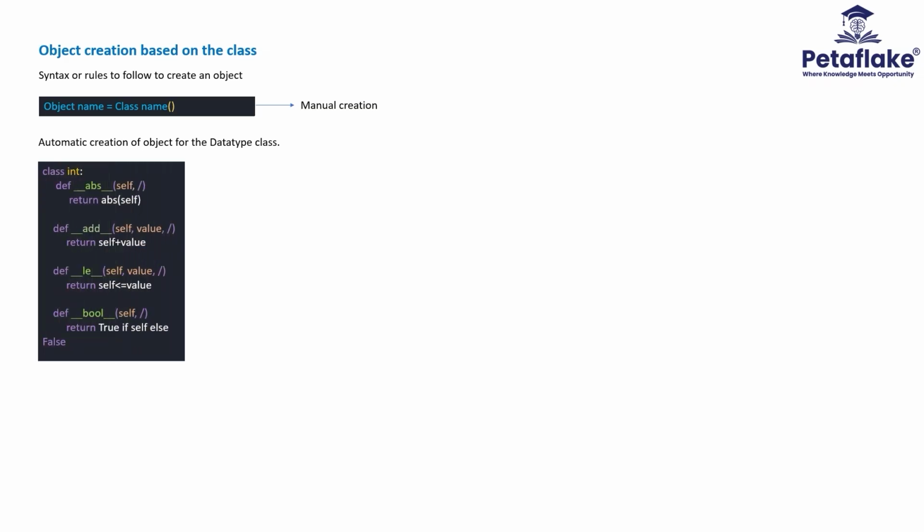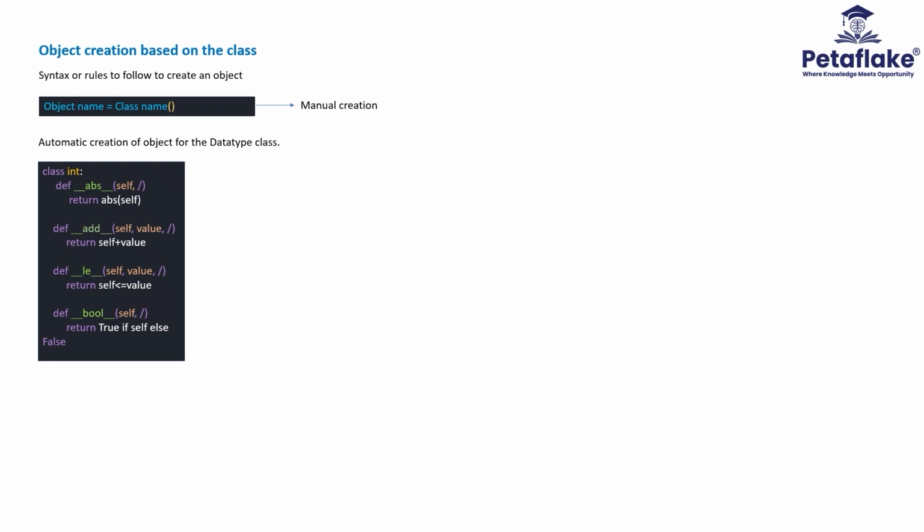The values passed to the class during the object creation are technically called arguments. Using this process, we can create an object manually for the class. But for the inbuilt data type classes, Python automatically takes the responsibility of creating the objects for the data type class. We need not worry about the object creation for the data type class to store the value in the variable. Let's assume that this is the class created in Python for storing the integer values.